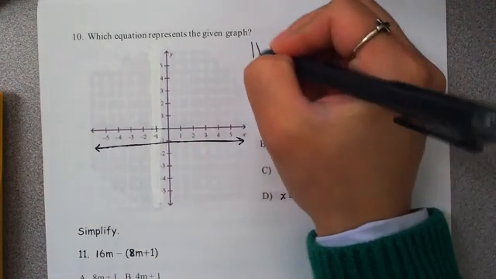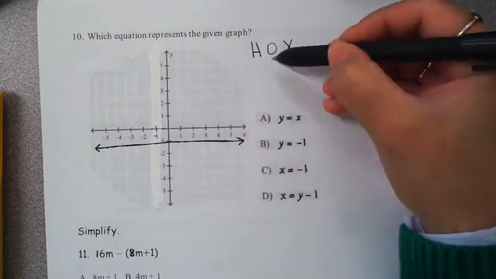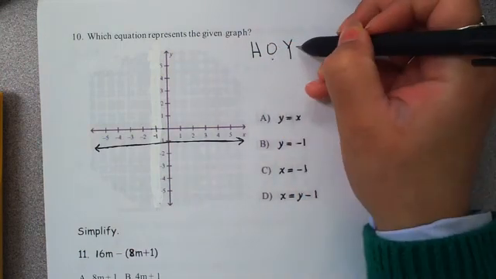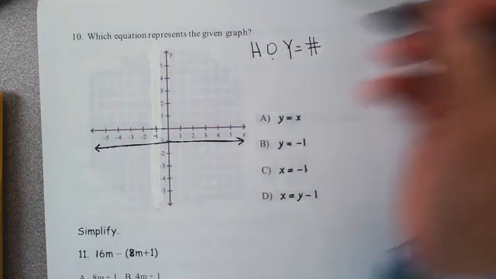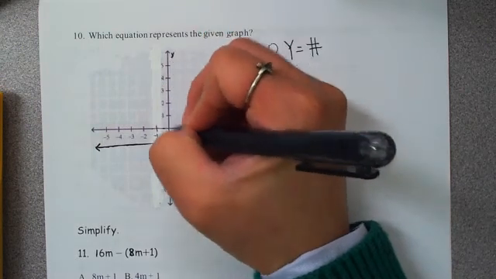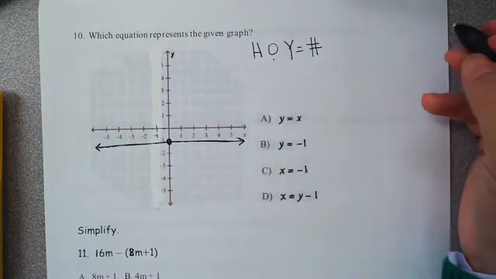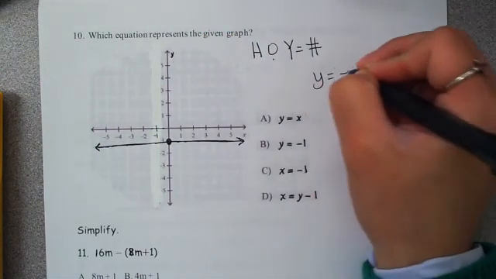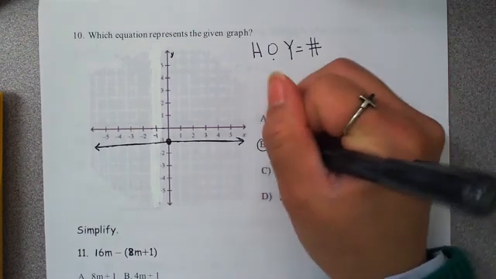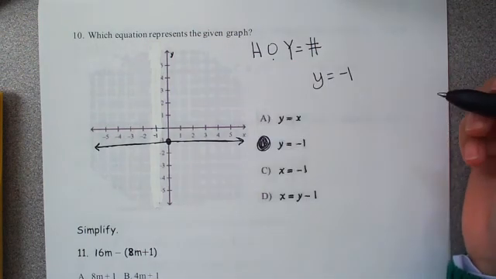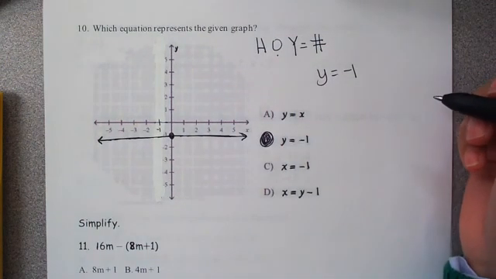All right, and finally, number 10 for today. It says, which equation represents the given graph? Well, again, you see a horizontal line, right? Horizontal lines have 0 slopes, and their equations are y equals a number. Well, here's your y. What y is it crossing? It's crossing the negative 1. So the answer would be B.